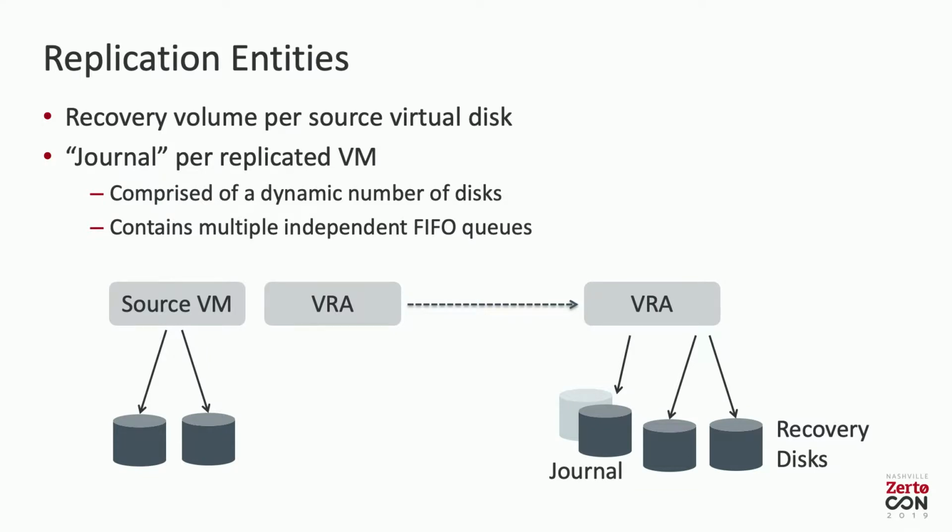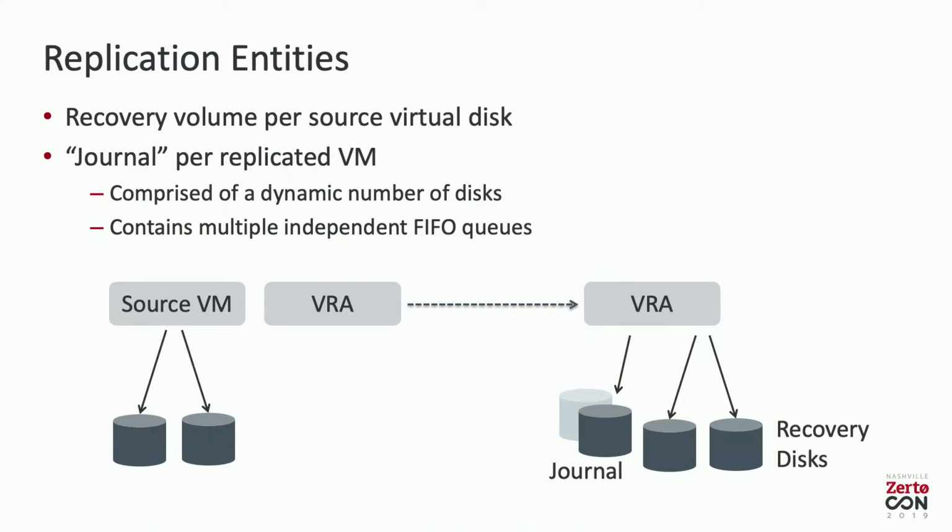And then we have what we refer to as the recovery disks. And those are created when the VPG is being created. And that would be a one-to-one mapping. These are the disks. There's a one-to-one mapping between the disks of the source VM and what we call recovery disks. But all of those disks during replication are connected to the target VRA.